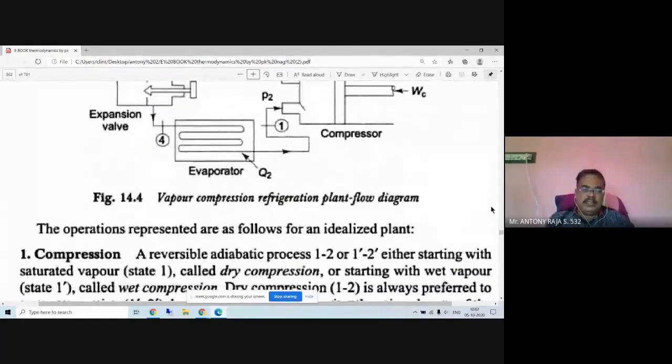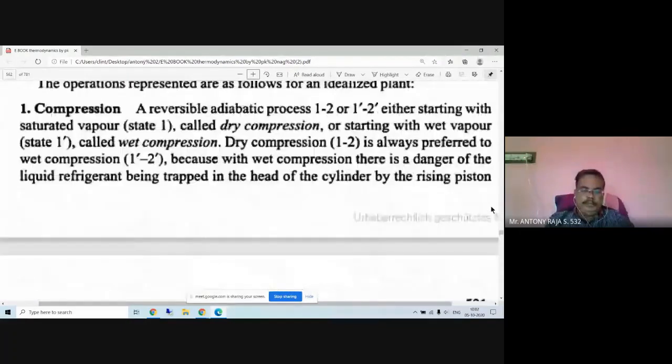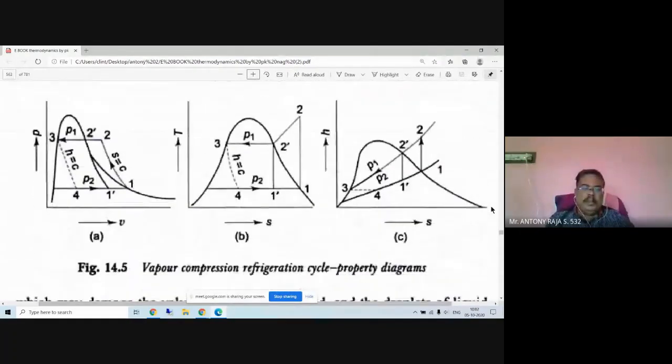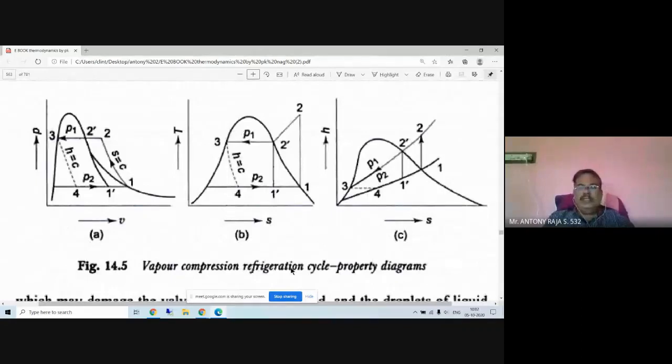a vapor compression refrigeration cycle, and also we discussed the process on the PV diagram, TS diagram, and enthalpy entropy diagram. These are the two important points. The processes available in the vapor compression refrigeration cycle are the isentropic compression process, also called a reversible adiabatic process. And then here you see 2 to 3, the constant pressure heat rejection process in the condenser.